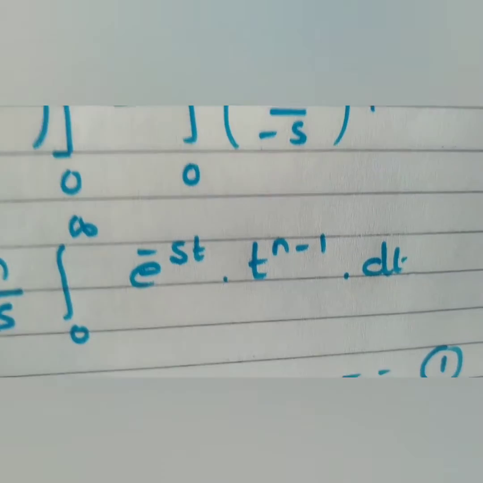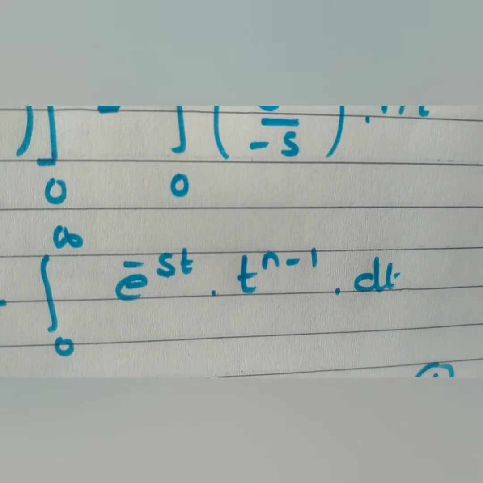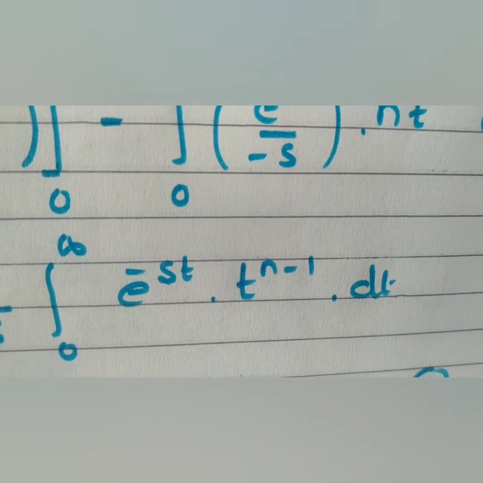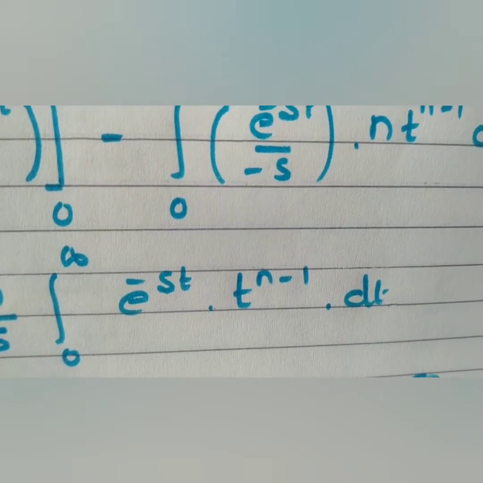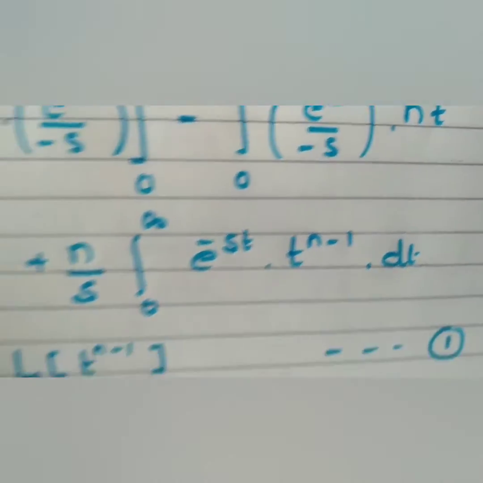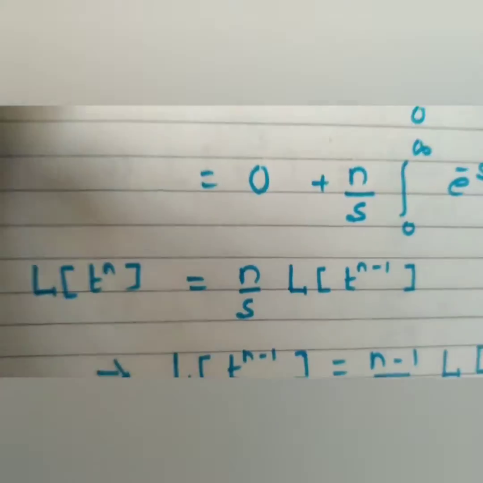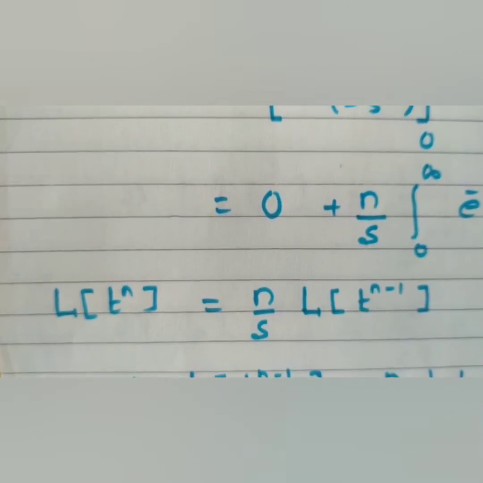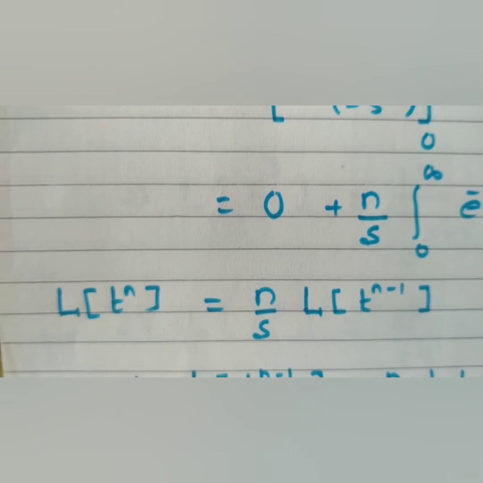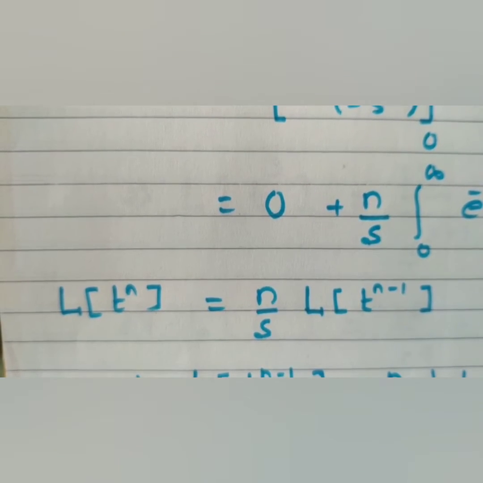So the L of t raised to n becomes n by s times L of t raised to n minus 1. If it is 0 to infinity e raised to minus st into t raised to n, we write that as L of t raised to n. Here there is t raised to n minus 1, therefore it is written as L of t raised to n minus 1. So L of t raised to n is n by s into L of t raised to n minus 1.